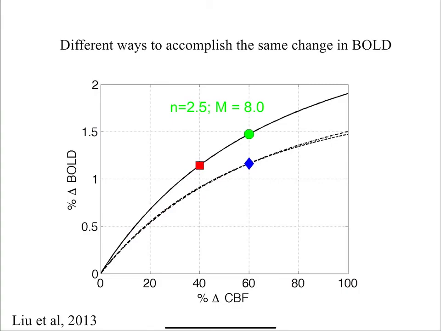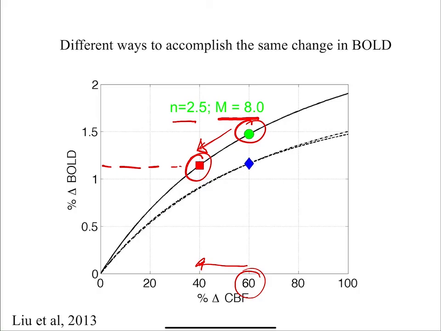So this slide sums it up. If I had a coupling ratio of 2.5 and a maximal BOLD signal change of 8, I would get this BOLD change for this percent change in CBF. Now, one thing that could happen is I could decrease my CBF from 60% to 40%, in which case it would make sense that the BOLD signal would go down to here. So this would give me a smaller BOLD signal change.